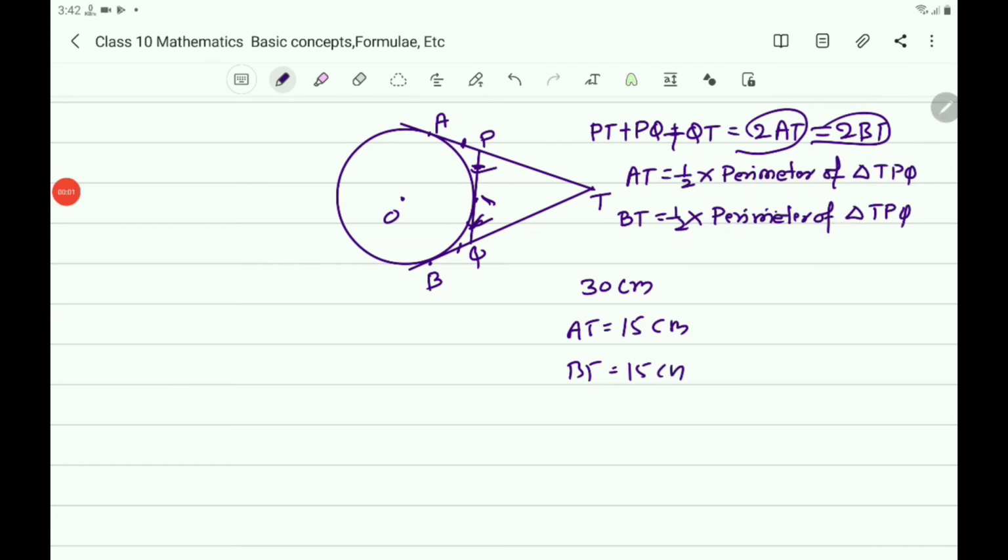So this type of question will be asked in the MCQ type paper. That is, the perimeter will be given and the length of the tangent will be asked, or the length of the tangent will be given and the perimeter of the triangle will be asked. If the length of the tangent is given, twice that length becomes the perimeter of the triangle. That is, if 15 is given, you must double it. That is one of the important properties.